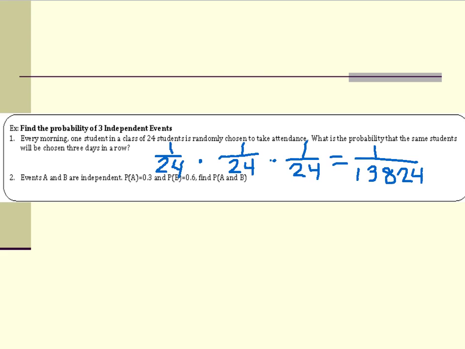The next part, if A and B are independent, the probability of A is 3/10 and the probability of B is 6/10. Find the probability of A and B. So knowing that they're independent, we know we just multiply our probabilities. So we're going to say 3/10 times 6/10, and that's 18/100. So our probability is 18/100.